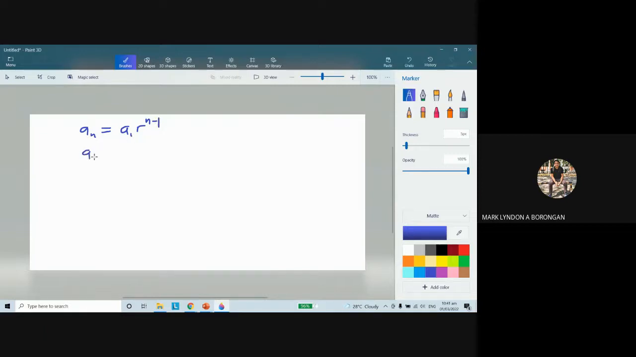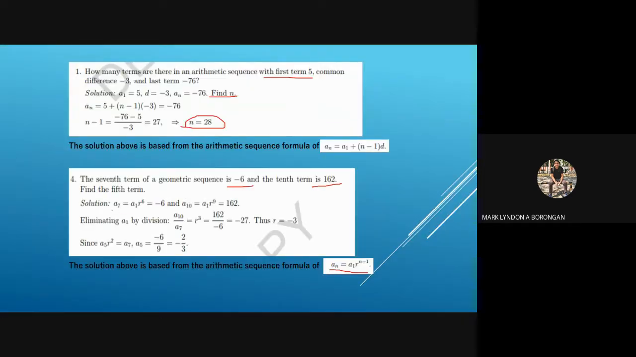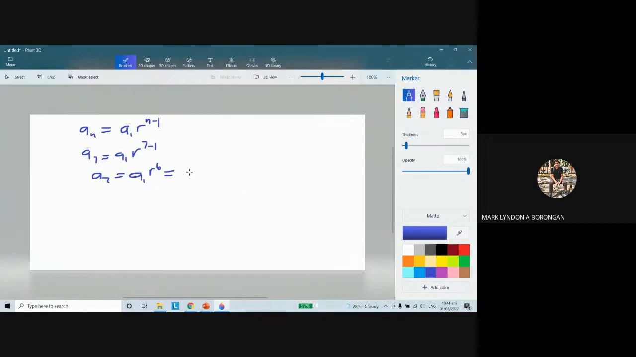Now, for a sub 7, we have a sub 1 times r to the power of 7 minus 1. Right? 7 minus 1, because it is n minus 1, and our n is 7. So a sub 7 is just equal to a sub 1 times r to the power of 6. Our a sub 7 is given, which is equal to negative 6. Our 7th term is negative 6.